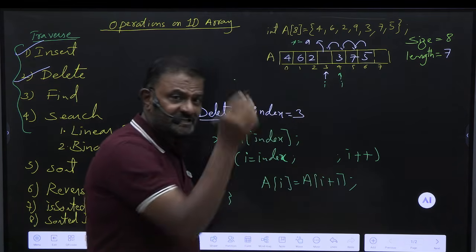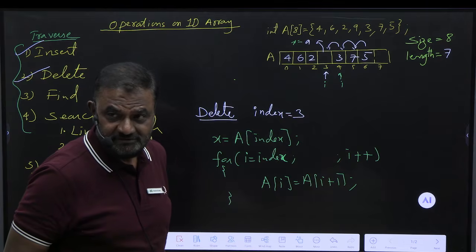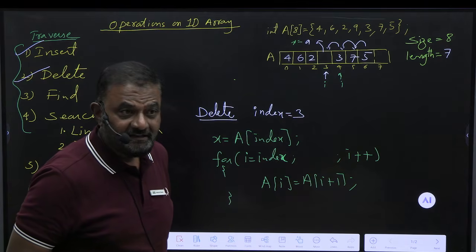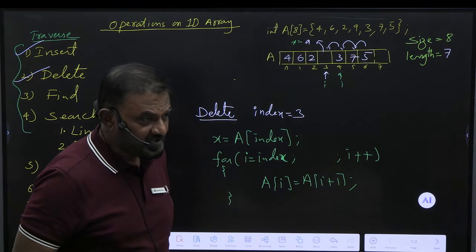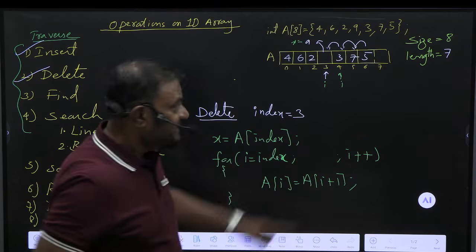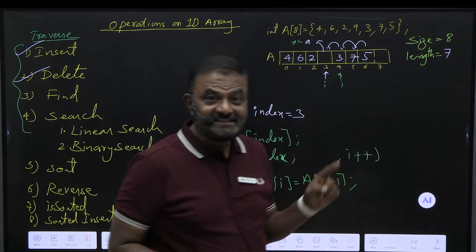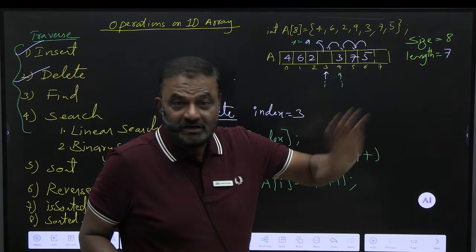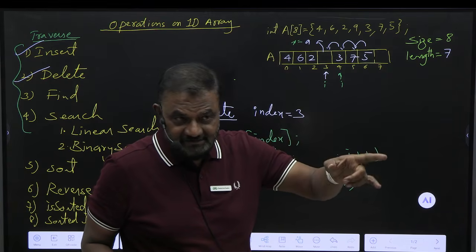So up to which element should I go? Up to the last index, where should I stop? Length minus 2 or length minus 1 or length what? Length is how much? 7. This is giving the number of elements, not the index of the last element, right? Not the index of the last element, number of elements.